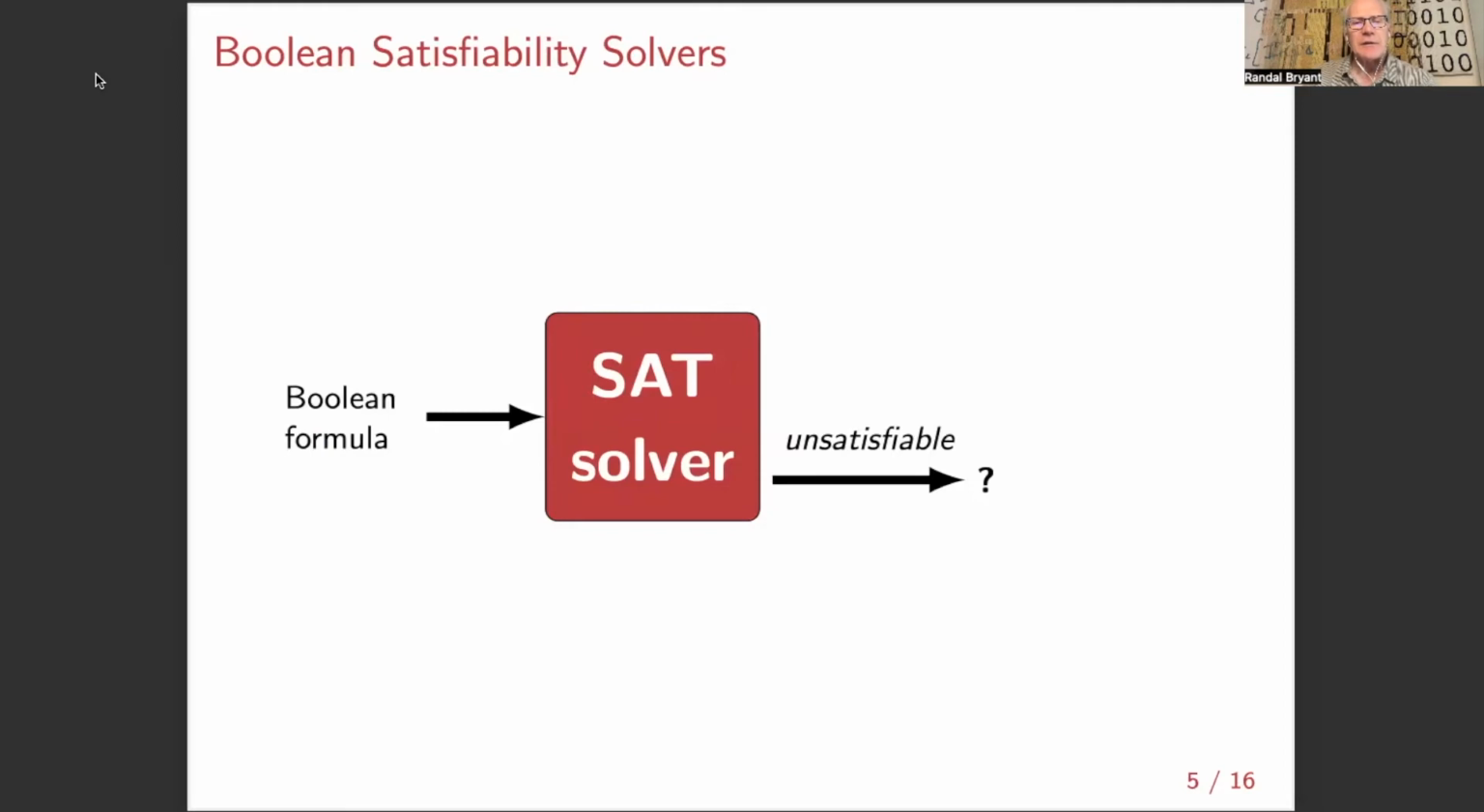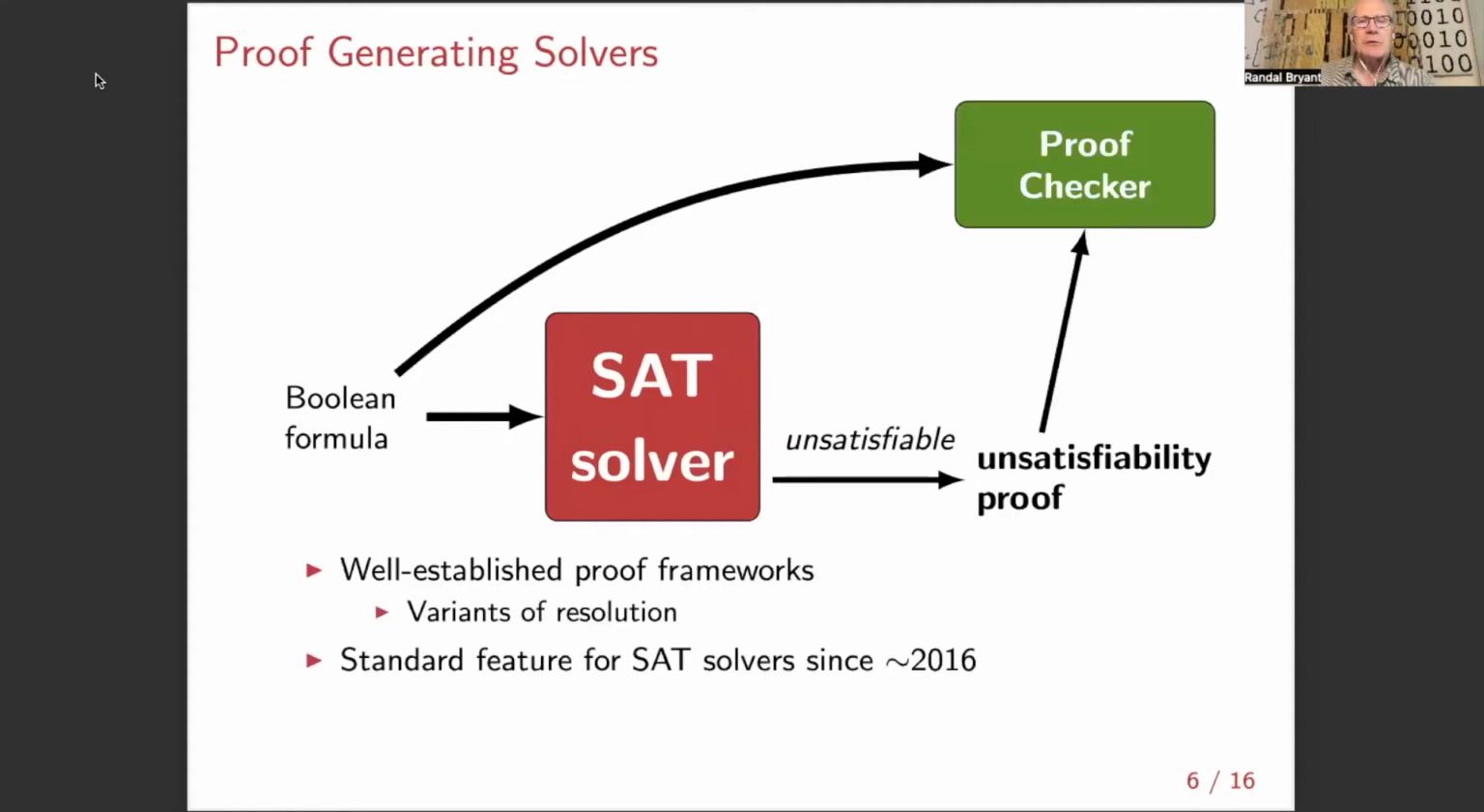Indeed, there's a lot of experience out there of people who wrote tools and they found they were buggy in this regard. So what we'll do is produce an unsatisfiability proof. And for this, as I mentioned, there's very highly developed proof frameworks and tools to do it. And in fact, it's become sort of a requirement for at least competitive SAT solvers since around 2016.